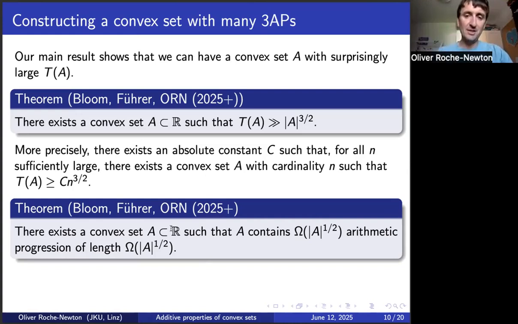So it has about root A many arithmetic progressions of length about root A. And once you know this, you quickly get this earlier theorem, because inside each of these progressions of size root A, you have about A many 3-term arithmetic progressions, 3 APs. Then you sum over the root A many, and you get this A to the 3 over 2 up here. So really, this is the thing we need to prove.